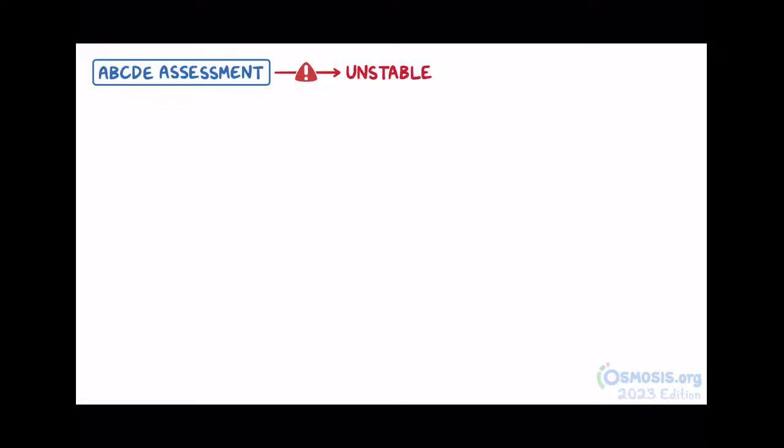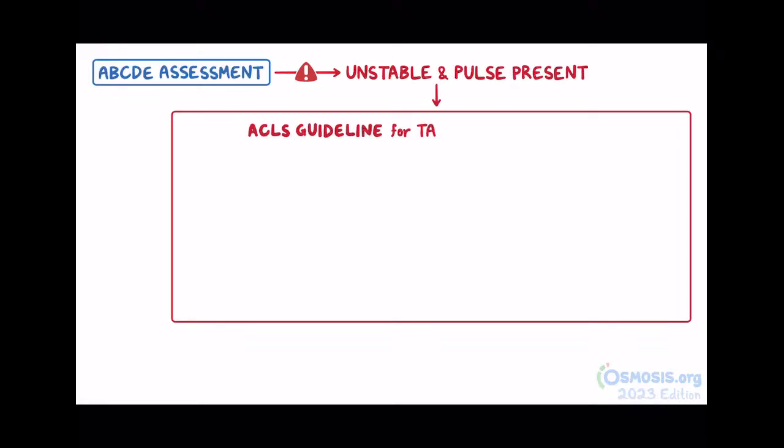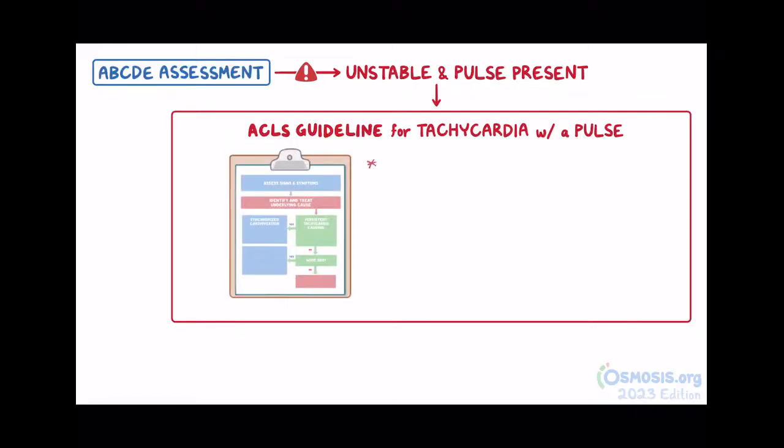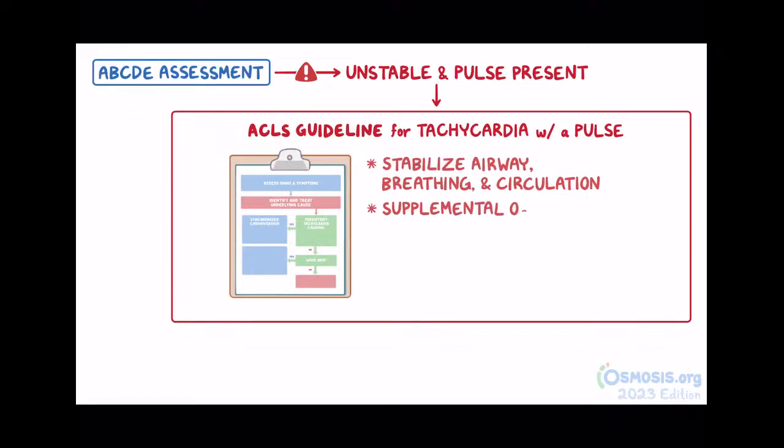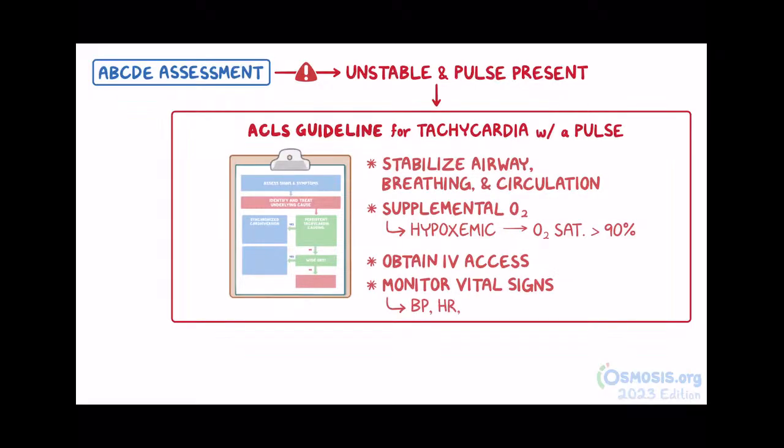Now, if a patient presents with signs or symptoms of tachycardia, first perform an ABCDE assessment to determine if they are unstable or stable. If they're unstable and a pulse is present, then follow the ACLS guidelines for tachycardia with a pulse. Next, stabilize their airway, breathing, and circulation. Provide supplemental oxygen, if hypoxemic, to maintain oxygen saturation above 90%. Next, obtain IV access and put your patient on continuous vital sign monitoring, including blood pressure, heart rate, and pulse oximetry.